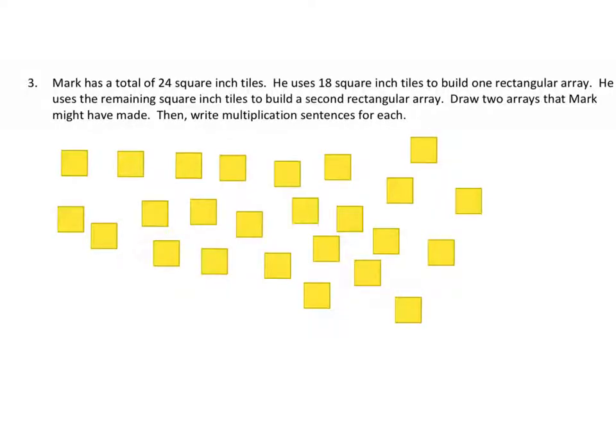Our next example reads, Mark has a total of 24 square inch tiles. I have drawn the tiles for you down below. He uses 18 square inch tiles to build one rectangular array. He uses the remaining square inch tiles to build a second rectangular array. Draw 2 arrays that Mark might have made. Then write your multiplication sentence for each. Pause the video and give it a try and see what you come up with.